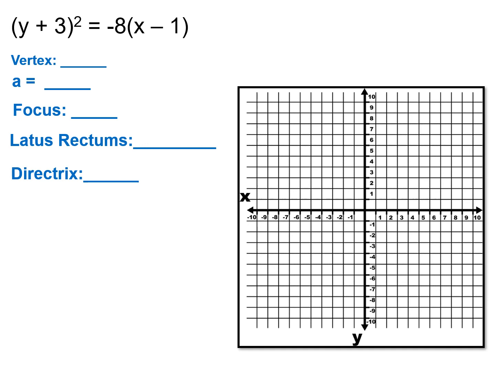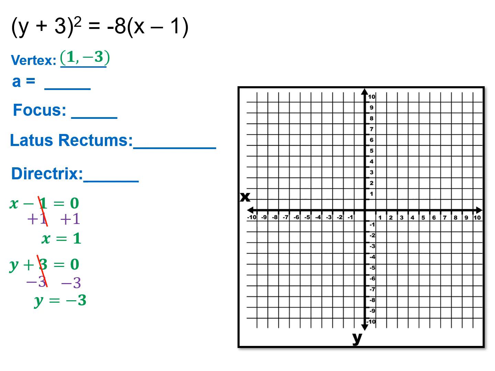So the first thing to do is to identify the vertex. We're going to equate x minus 1 equals 0, the same procedure as the previous example. We add 1 to both sides to cancel this, and x equals 1. We do the same with y plus 3 equals 0. We subtract 3 from both sides to cancel this, and y equals negative 3. So the vertex is at (1, negative 3).